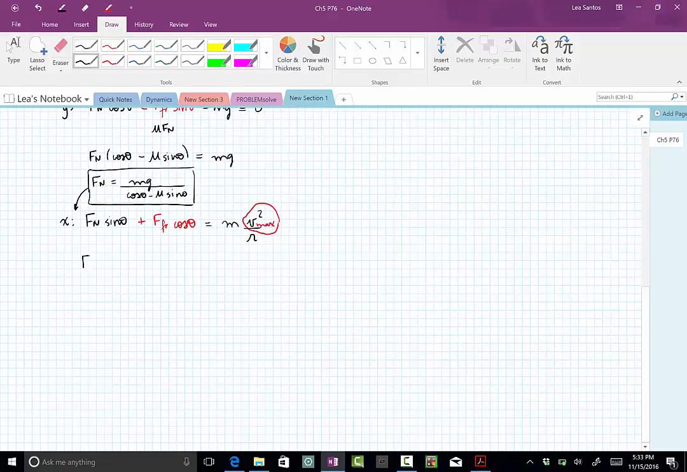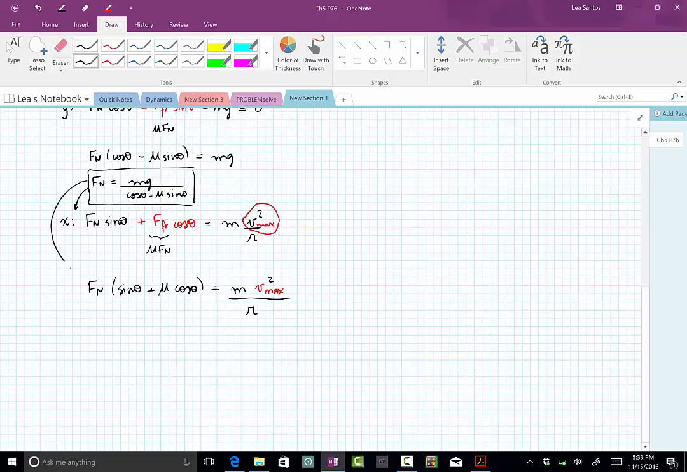I have Fn sine of theta. Let me already put that the friction force is mu Fn. Okay, so we have that Fn multiplied by sine of theta plus mu cosine of theta. All this is equal to m, the v that we want to find, the v maximum squared divided by the radius.